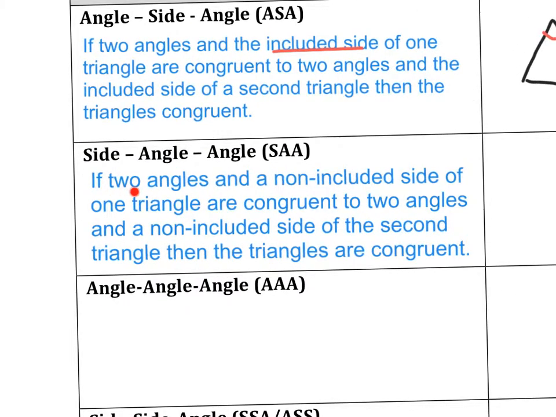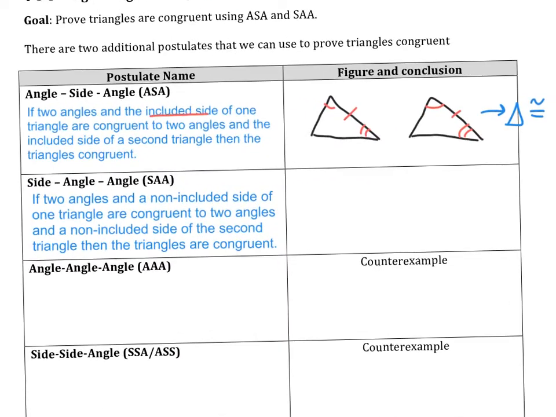If two angles and a non-included side of one triangle are congruent to two angles and a non-included side of a second triangle, then the two triangles are congruent. So what would the diagram look like here? I have two triangles that look roughly close, and I have a pair of angles here, a pair of angles there, and the non-included side, and it actually doesn't matter which one generally, but just like that.